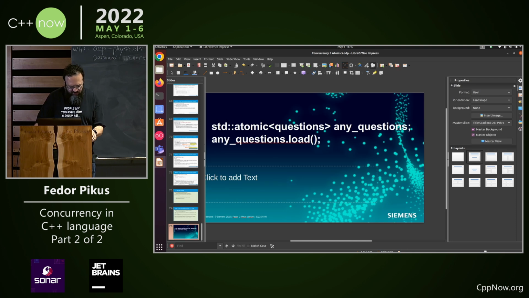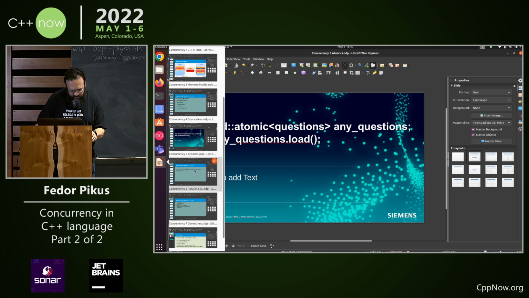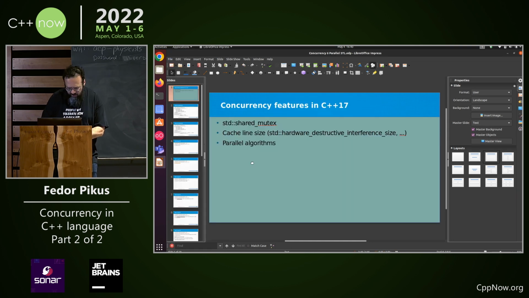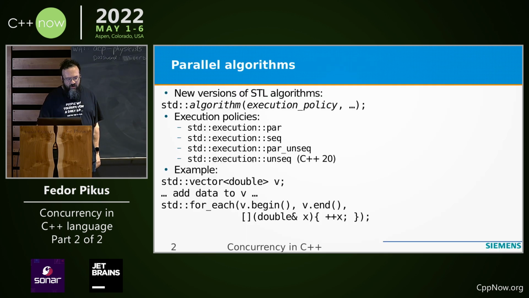Okay, well, let's defer the remaining questions and go into parallel STL. I'll speed up a bit. Parallel STL, C++17. Okay, we've seen shared mutex. We've seen the destructive interference side. The big one, parallel algorithms.